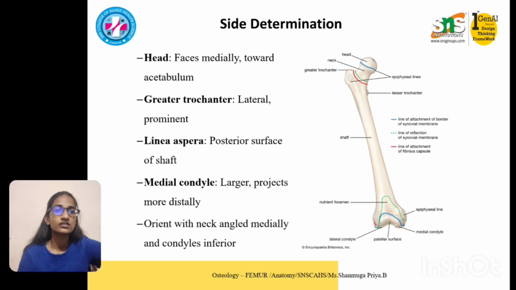So next we are going to see the side determination. The head faces medially towards the acetabulum. The greater trochanter is lateral as well as prominent, and the linea aspera runs along the posterior shaft, and the medial condyle is larger and projects more distally. Orient with the neck angled medially and the condyles inferior.